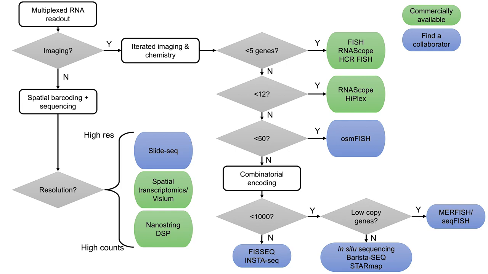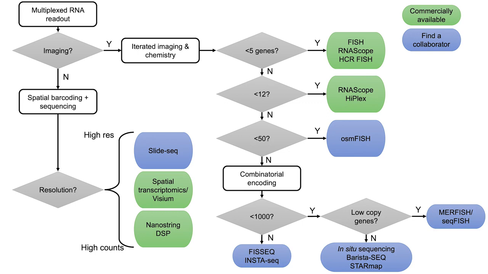If you're willing to image, then again, the question is how many different genes do you want to do? For less than 5, standard FISH is totally fine. There's a commercial technology from ACD Bio, which is RNAscope HiPlex, which is basically 3 rounds of RNA FISH, but it's commercial, and those probes work really well. If you want to do less than 50, you can entertain the idea of using osmFISH. And if you need more than that, you have to do one of these combinatorial methods, which really just depends.